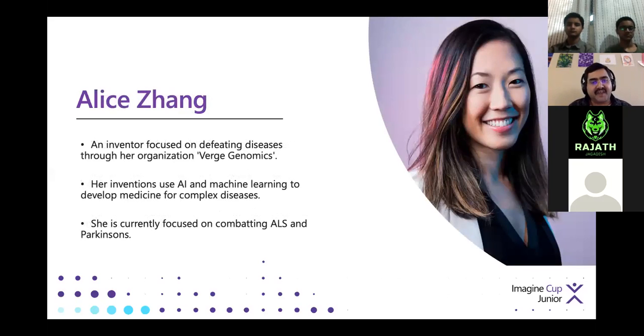Alice Zhang is the founder of Verge Genomics. Her inventions are around using AI and machine learning to develop medicine for complex diseases. Her company especially is focusing on combating ALS and Parkinson's, which are brain diseases.